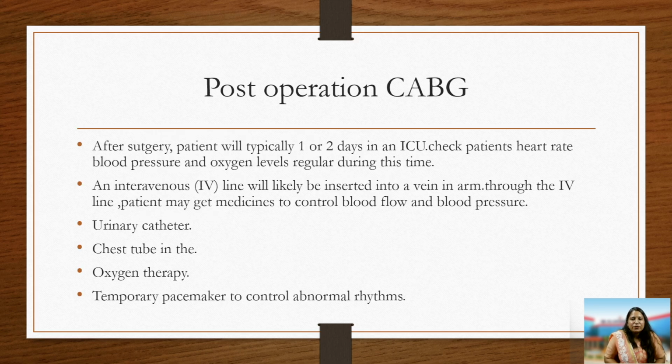Post-operative CABG: after surgery, the patient will typically spend 1 or 2 days in an ICU, where heart rate, blood pressure and oxygen level are checked regularly during this time. An intravenous line will likely be inserted into a vein in the arm. Through the IV line, the patient may get medicines to control blood flow and blood pressure. Urinary catheter, chest tube, oxygen therapy, and a temporary pacemaker to control abnormal rhythms.